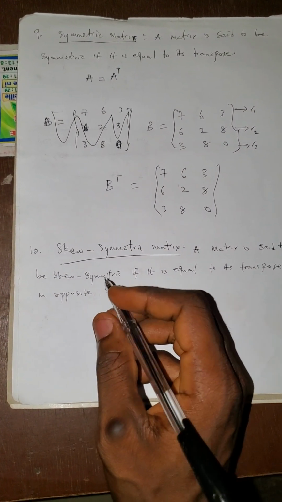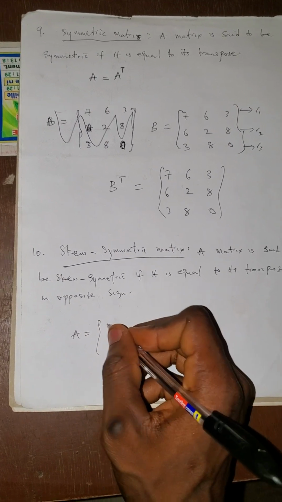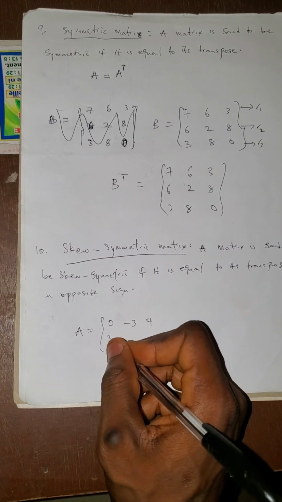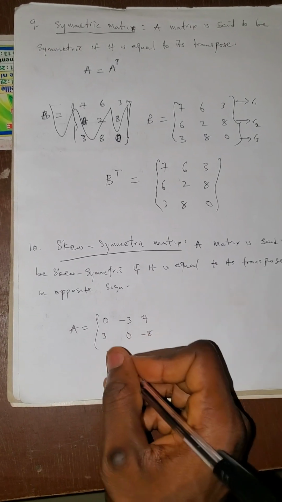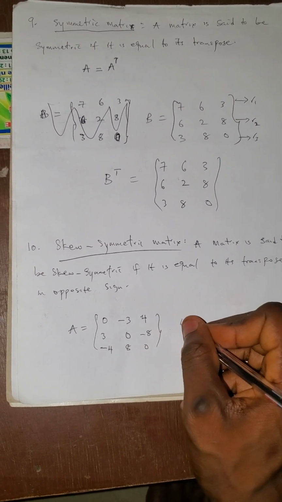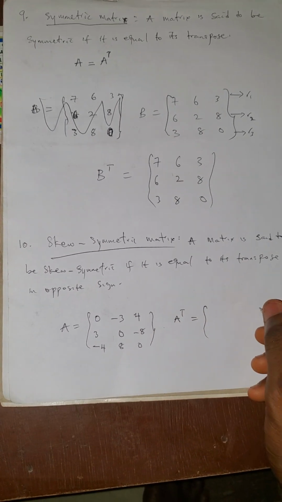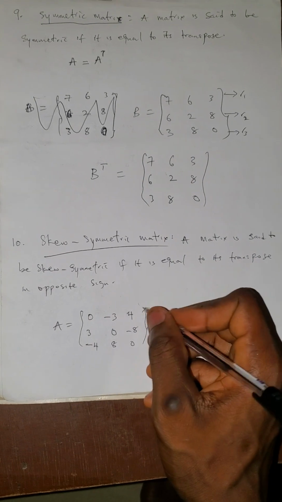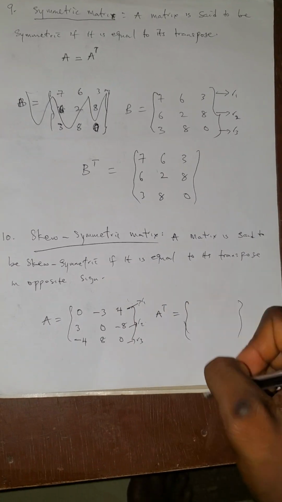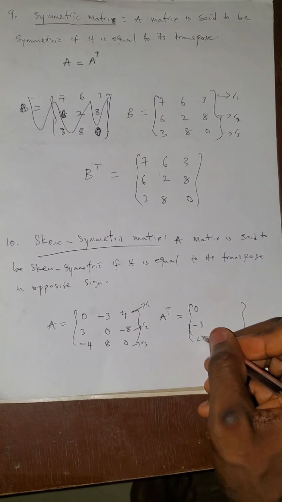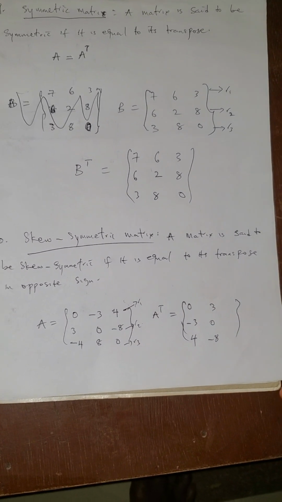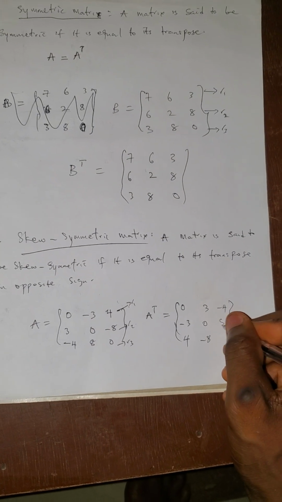For example, if you have matrix A to be 0, minus 3, 4, 3, 0, minus 8, minus 4, 8, 0. If you now want to find the transpose of this, this is row 1, this is row 2, this is row 3. Take the first row to column, that will be 0, minus 3, 4. The next row to column will be 3, 0, minus 8. The last row to column, minus 4, 8, 0.